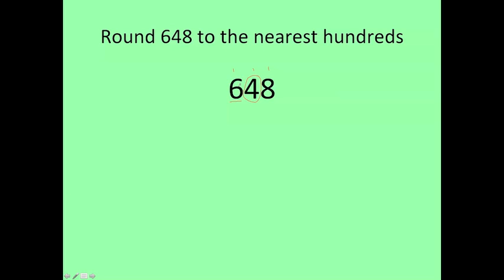Lots of people sometimes incorrectly make the mistake of making the 6 a 5, but in actuality, when we round down, the number just stays the same. So the 6 stays as a 6, and everything to the right of the place value we're rounding to, again, becomes a 0. So 648 rounded to the nearest hundreds place is 600.